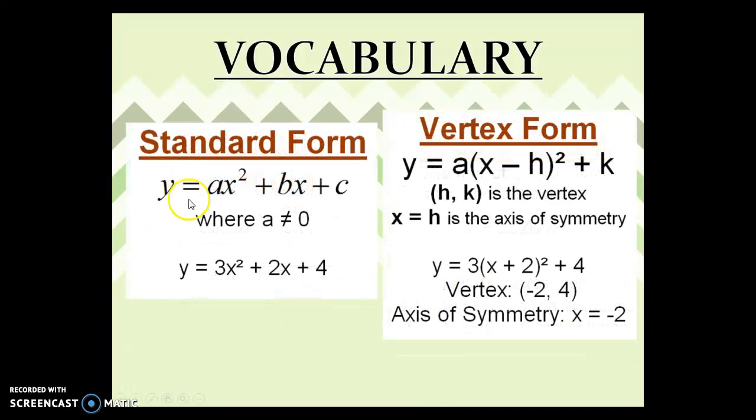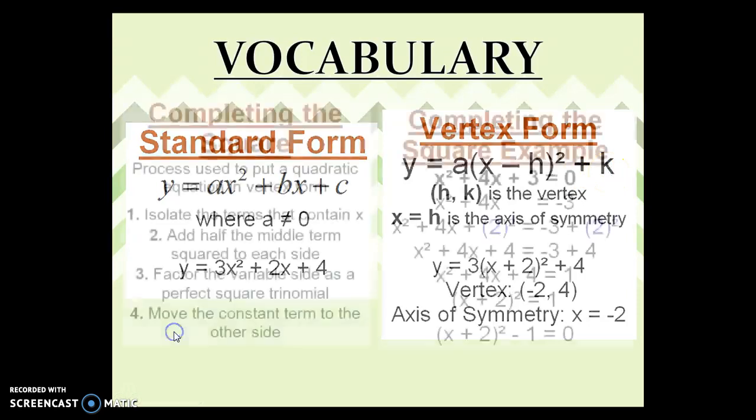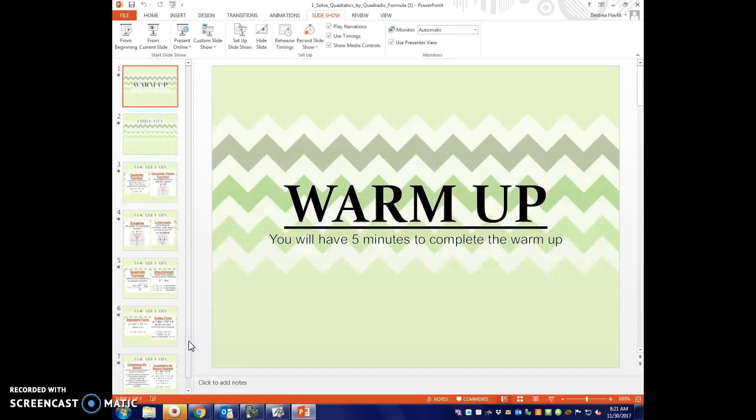Standard form, y equals ax squared plus bx plus c. Vertex form, y equals a(x minus h) squared plus k. Same formula, it's just written in 2 different forms. Okay, we're not looking at completing the square just yet. So now, going to our lesson.